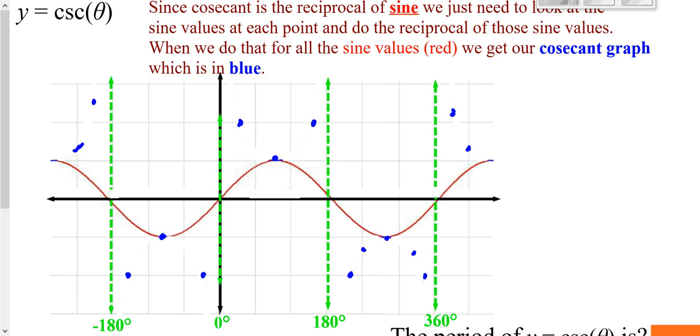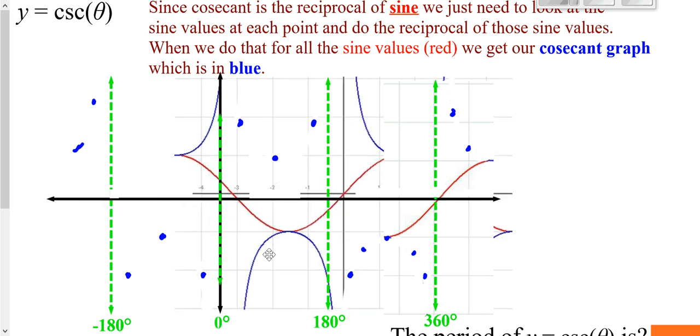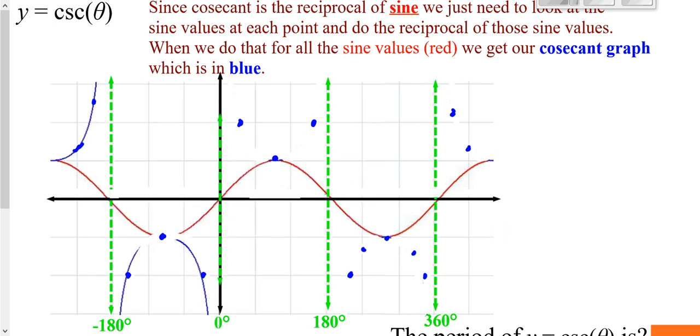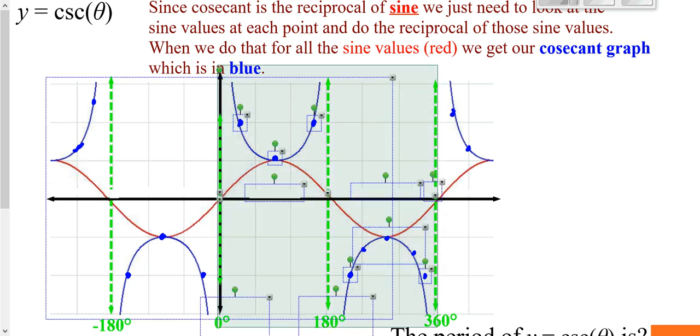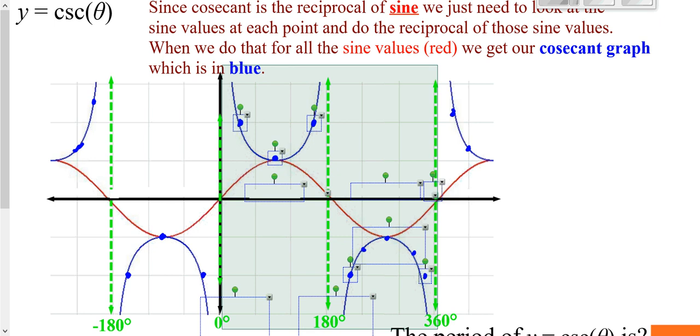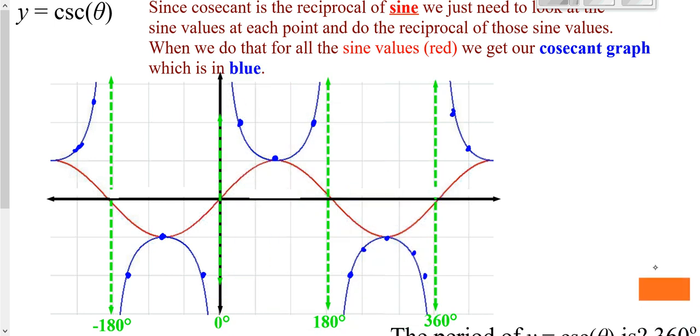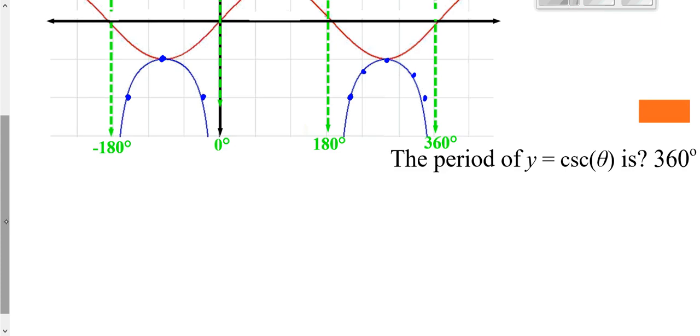So if you go ahead and connect all these dots, there we go. We get these horseshoe shapes. Horseshoe up and horseshoe down. It's a horseshoe down whenever your sine was negative. It's a horseshoe up whenever your sine was positive. Now, if we go from here to here, this is one full period, which goes from 0 to 360, so you know your period would be 360 degrees.